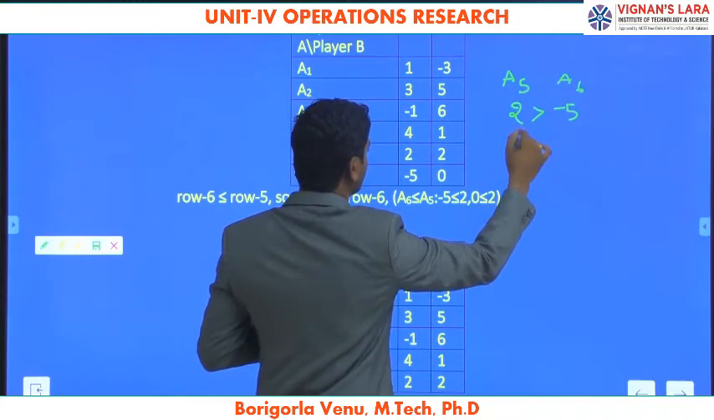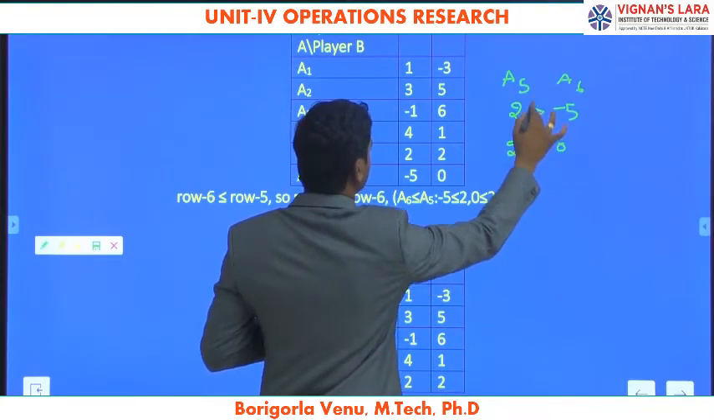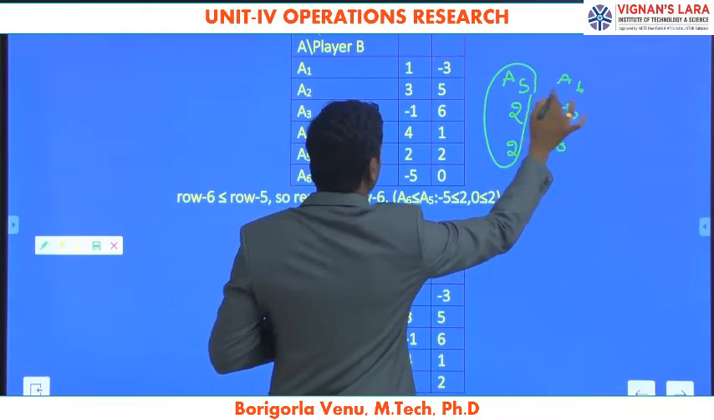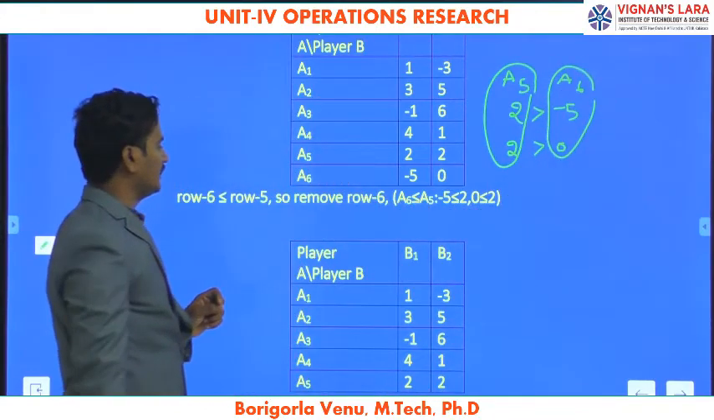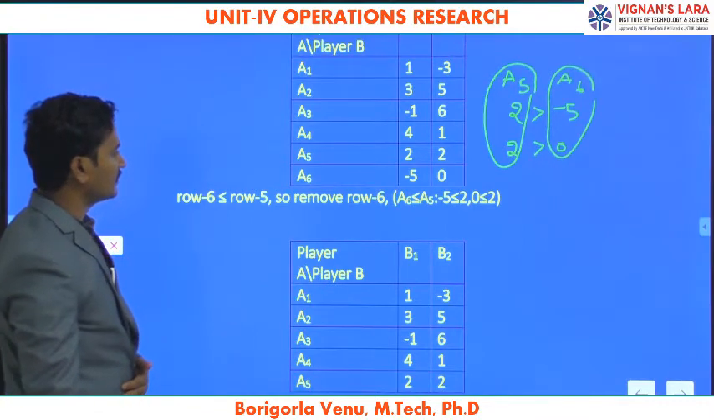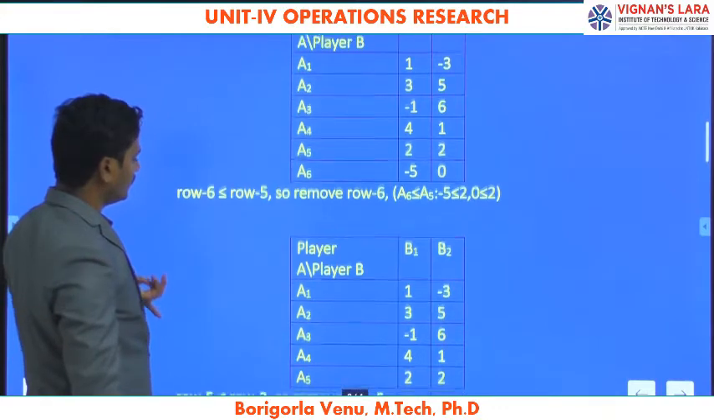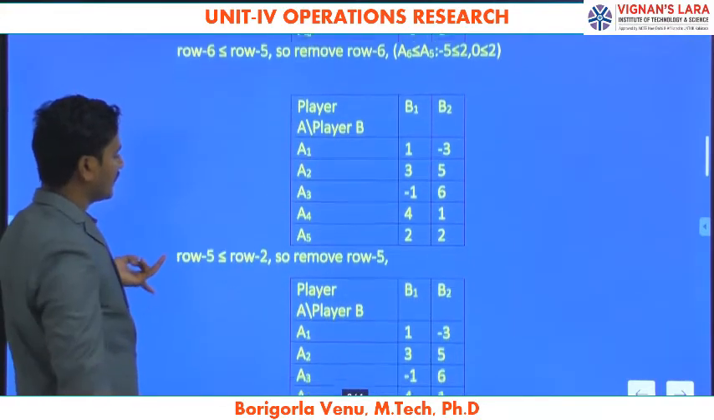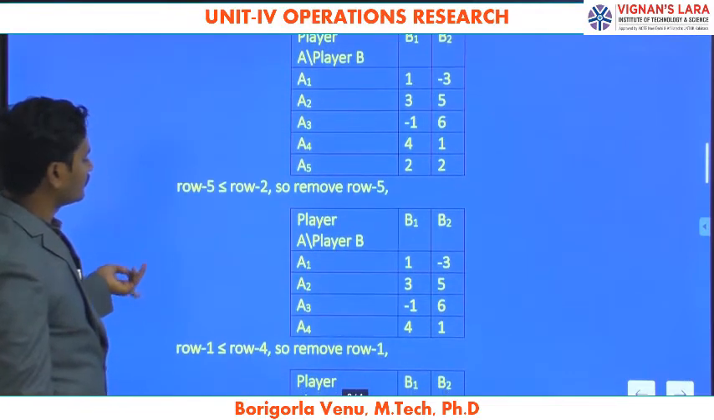So A2 is greater than... Next here 2 is greater than 0. So A5 is dominated. A5 dominates A6. So we are going to delete A6 for further iterations. Okay, after deleting A6 we get the 5 by 2 matrix. This is our matrix. Again now I am going to compare the other rows.